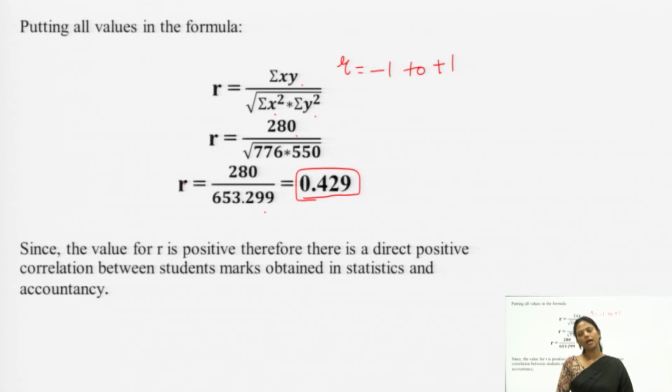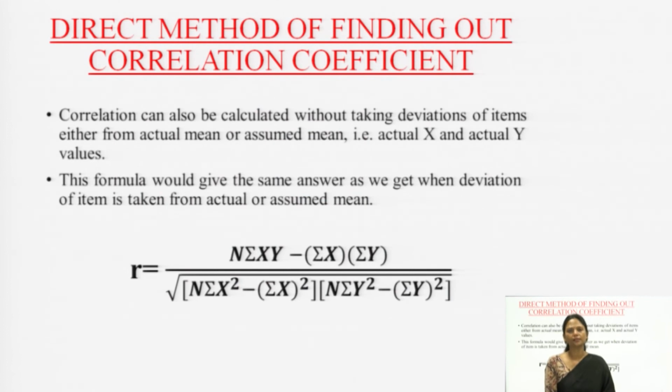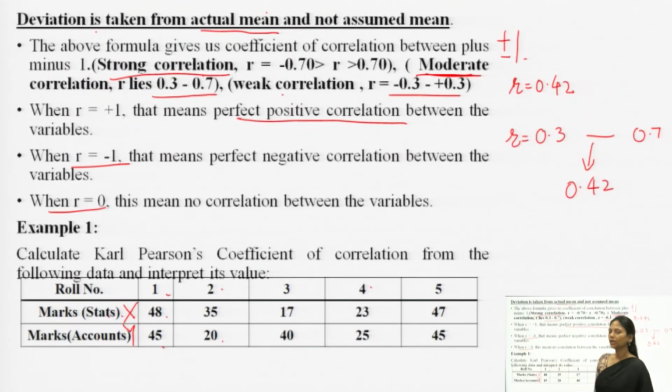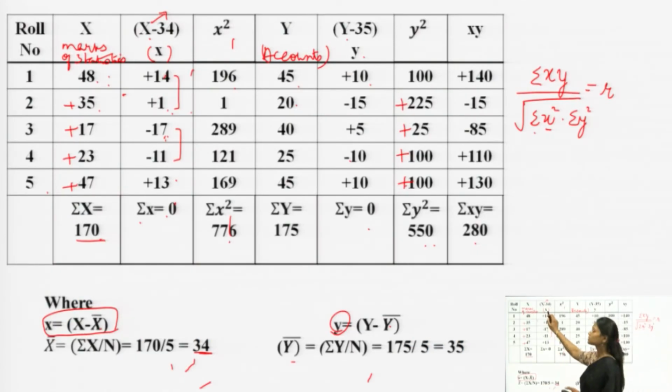Taking another example, this was one formula, but there is one more direct method of finding out correlation by using this formula, which says correlation can also be calculated without taking deviations of items either from the actual mean or assumed mean, but we can take direct values of the two variables which are given in the question. In this question we had x and y, but what we did was find small x and small y, and accordingly we used this formula.